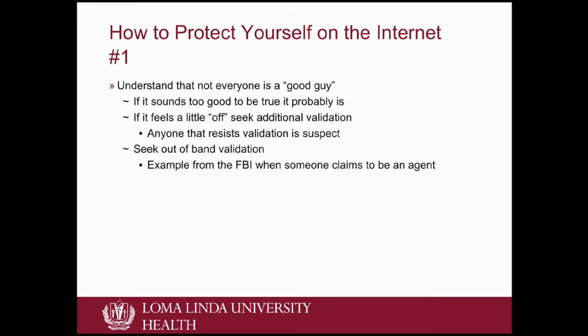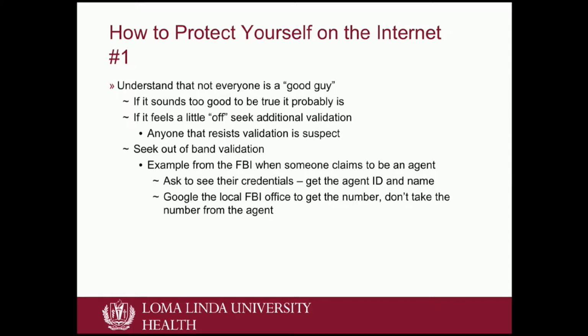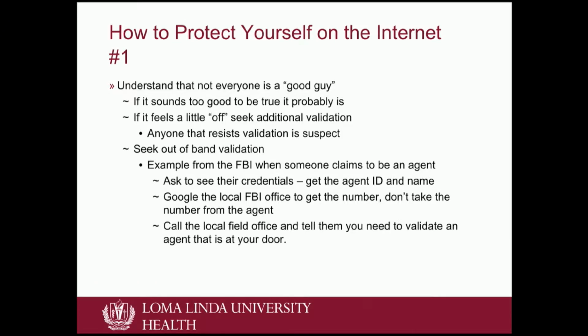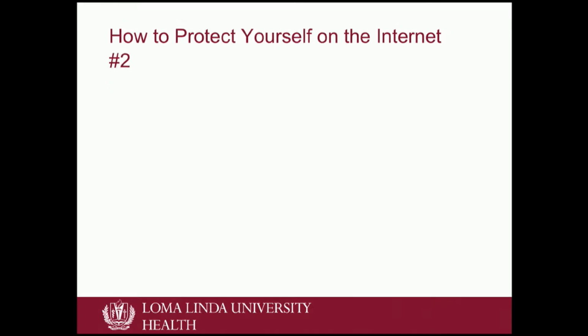Here's an example from the FBI when someone claims to be an agent. What you actually do there is you ask to see their credentials. They should have a badge, should have their credentials on it. You get their name and their ID. You go to Google and you get the local field office number. You don't let them give you the phone number to call. You call that field office and you tell them, I have Agent Smith here, his ID is 7321, is he real? And if they'll verify it for you, then you know it's a real agent and you can go forward with that. You give them the credential and name, they verify it for you.